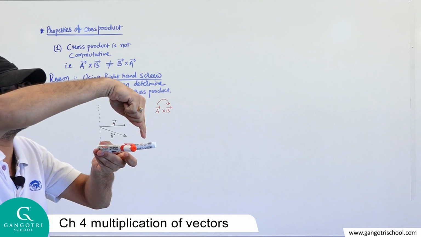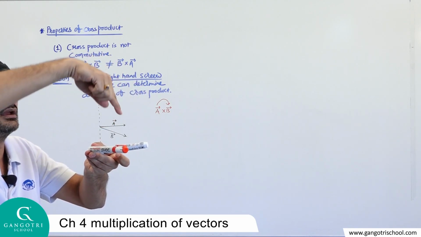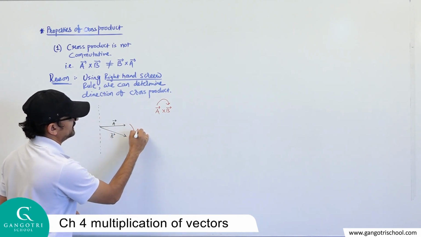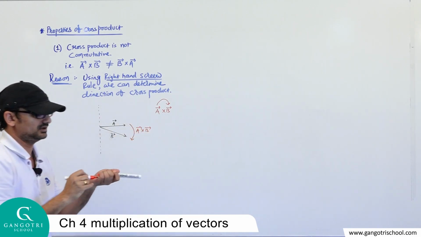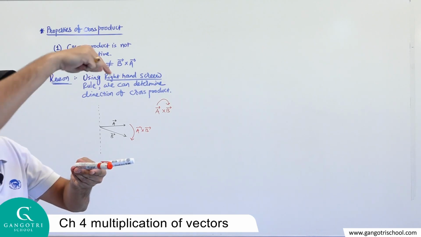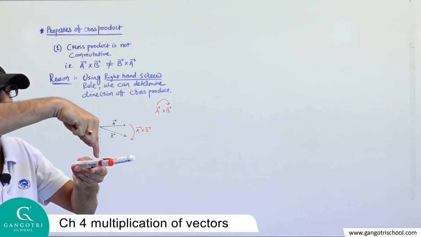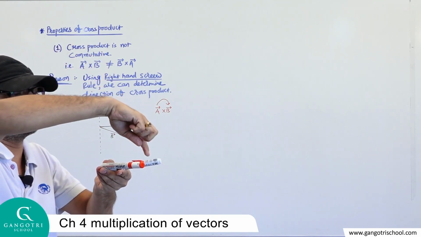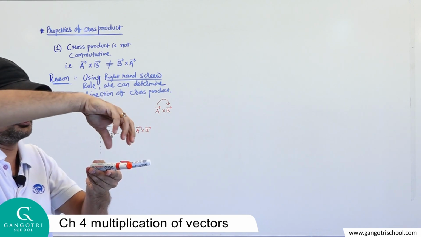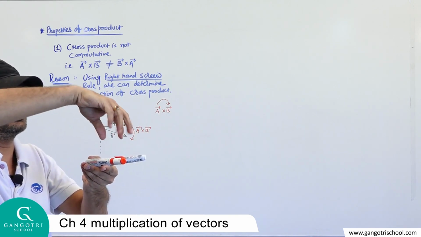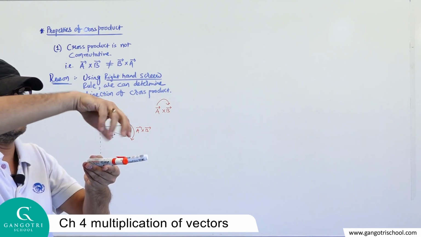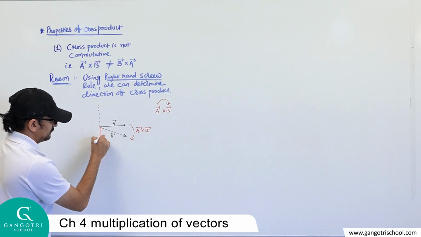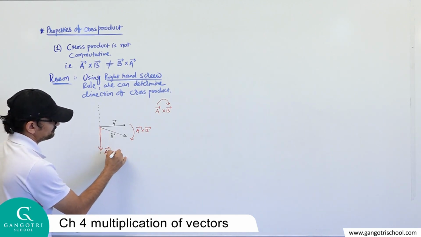This is vector a and this is vector b. In this way, rotate the screw from a to b. Rotating the screw from a to b gives the direction of a cross b. For example, again I will explain. This is vector a, this is vector b. Imagine a screw in your right hand. Now rotate the screw from a to b, like that. So you will understand that the screw is going to be fixed and it will go downward. So this is the direction of a cross b, in the downward direction.